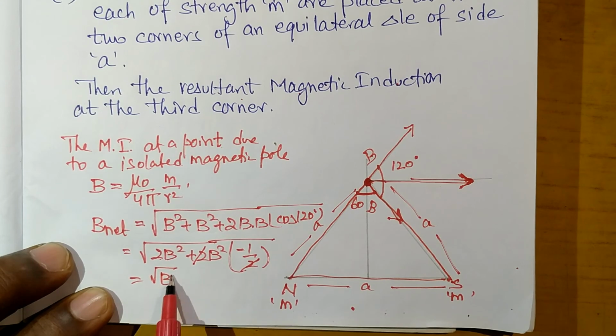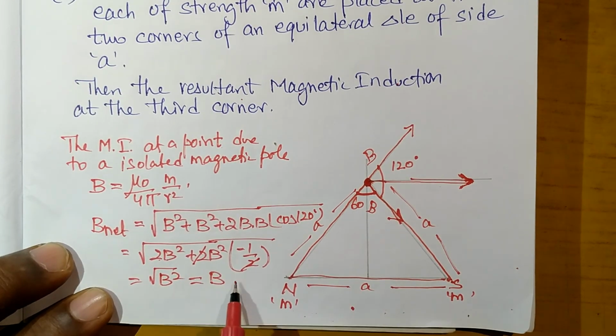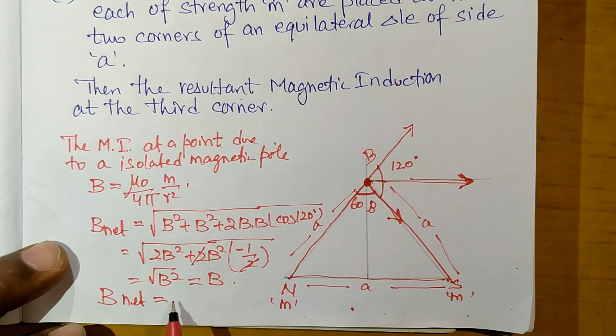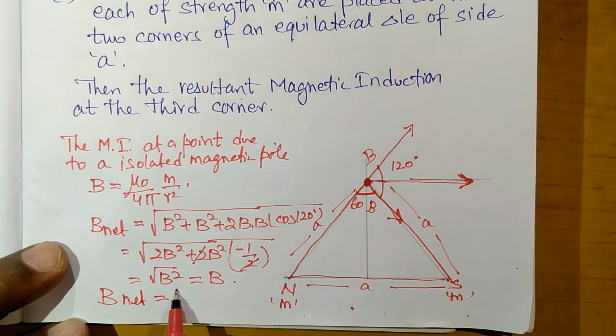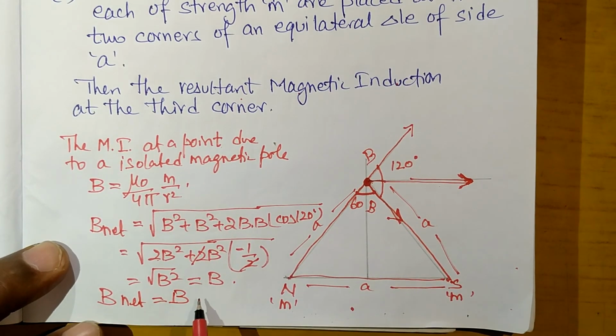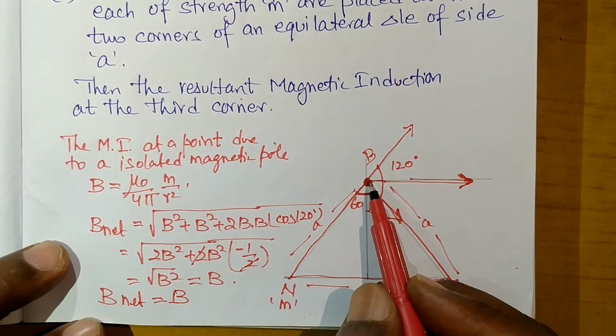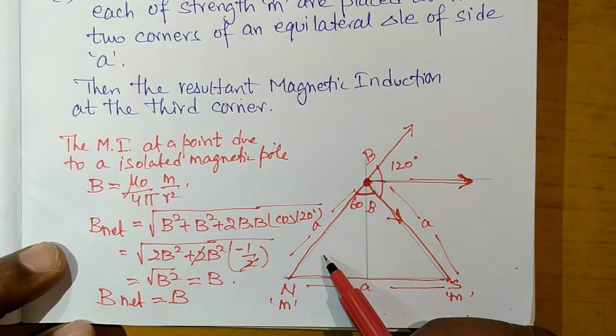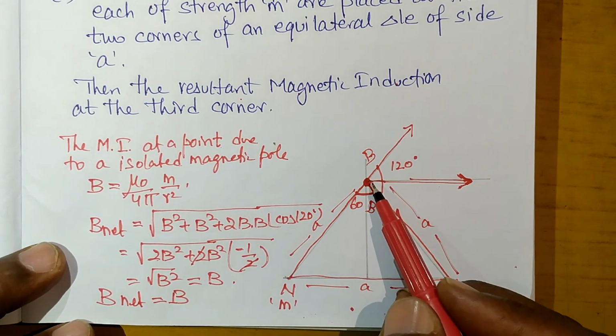So square root of 2B square minus B square is square root of B square, so that is nothing but B. Therefore, the resultant magnetic induction at the third corner of the equilateral triangle is B itself. Therefore, the resultant magnetic induction is the same as the magnetic induction at a point due to an isolated magnetic pole.